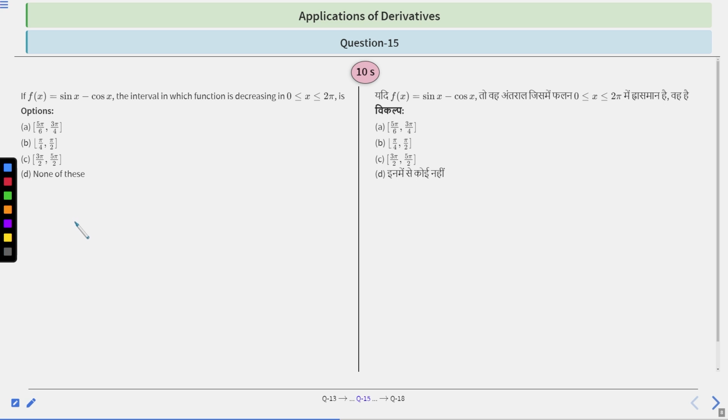So again, you have 10 seconds to solve this question. After 10 seconds we will discuss the solution.